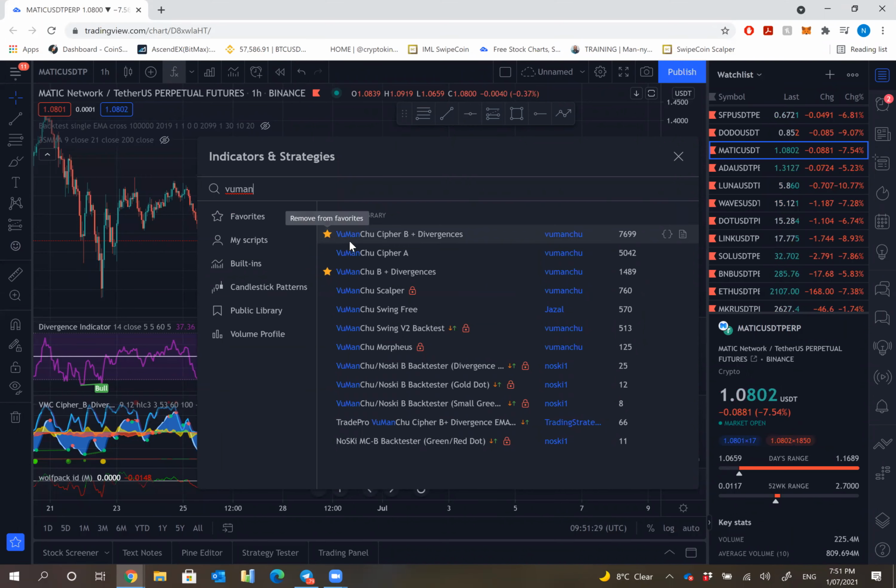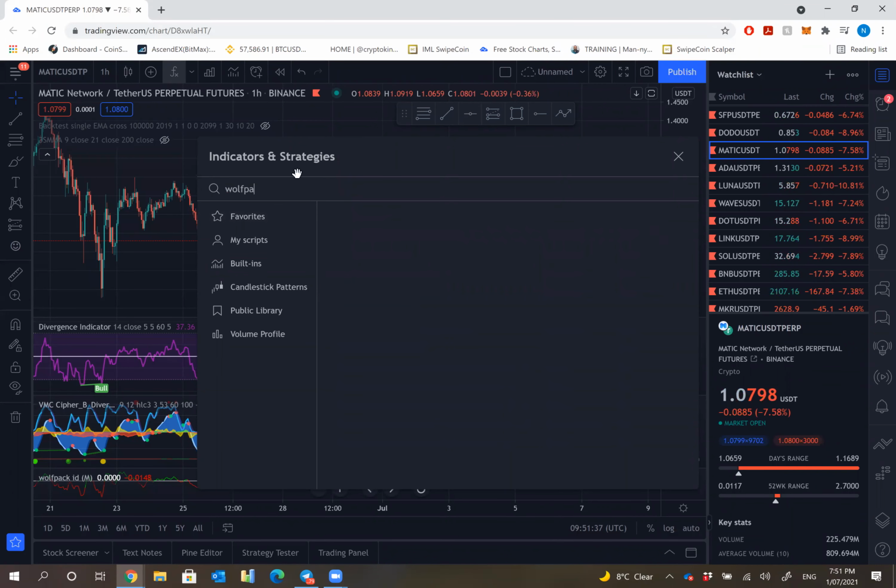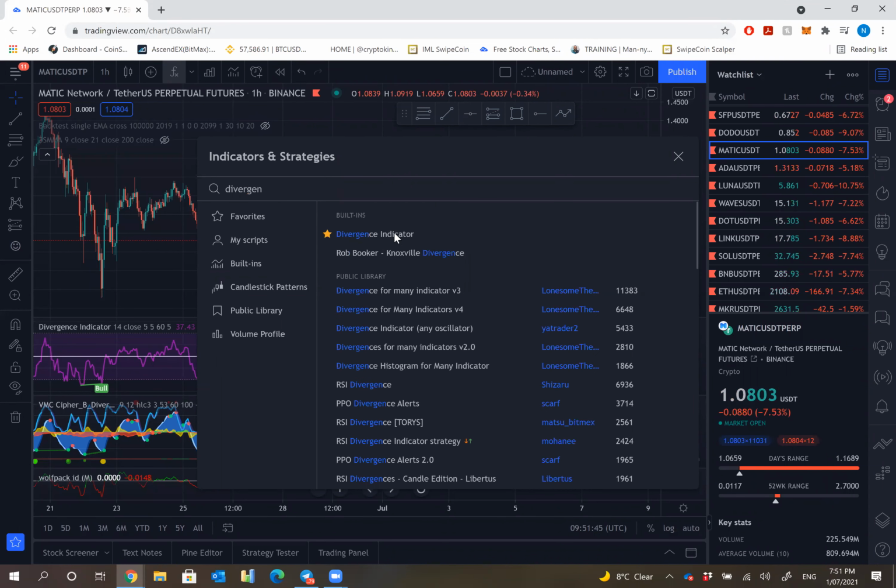Because that puts it into your favorites. So I use Fu Manchu, Cypher B, Wolfpack, ID, and divergence indicator. Those are the main ones that I use.